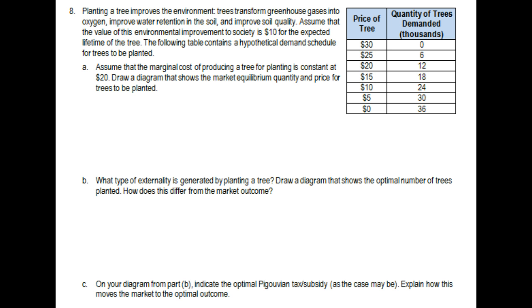After that, I would add to your original graph and show a graph that shows the marginal social benefit of trees. And then I would show the shift, the marginal external benefit, which is, as we saw before, $10 is the improvement to society per tree. And then you can find the optimal number of trees.